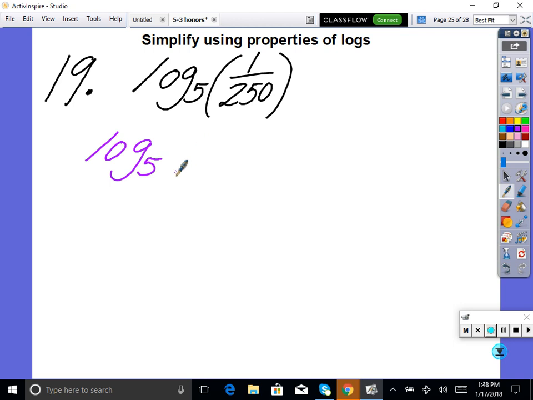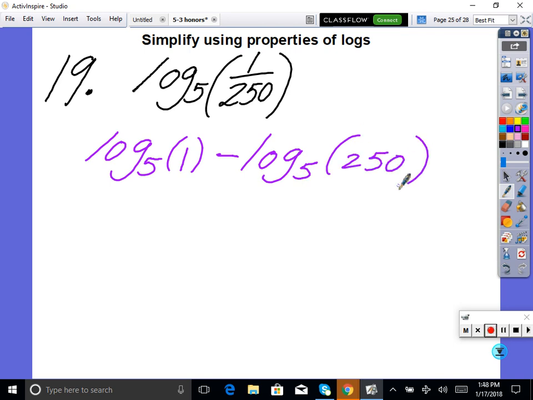Of 1? Okay, we can do it that way. That's not the way I would have done it. And then what? Minus. Okay, I actually like it. Well, what is log to the base 5 of 1 simplify to be? 0. So that's gone.